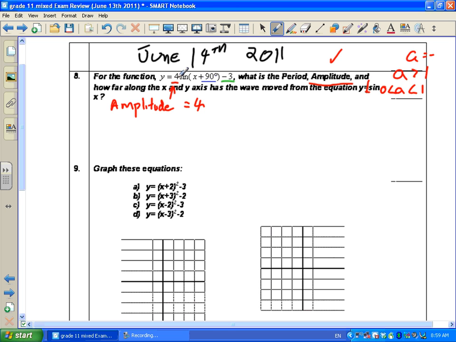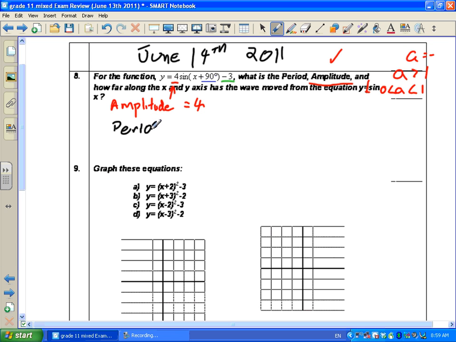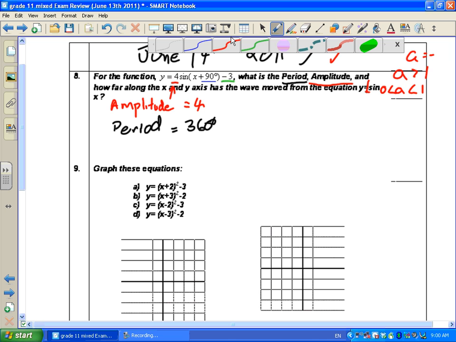Period. Do any of the things we've learned about H, A, and K change the period of a function? No, that's right. So, what is the period of this sine wave? The period of a sine wave is always 360. Think of it like drawing a circle. When you go right back to the beginning, it takes 360 degrees. We didn't learn about anything that changes the period of a sine wave. So we've done period and amplitude, and the question also asks us how far along the x and y axis the equation has moved. That deals with H and K.